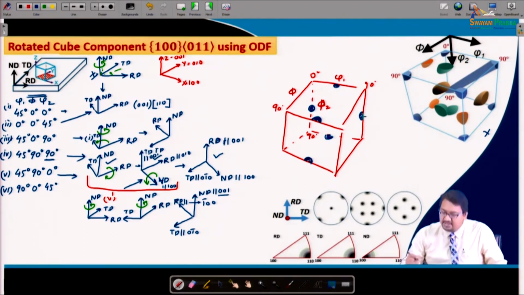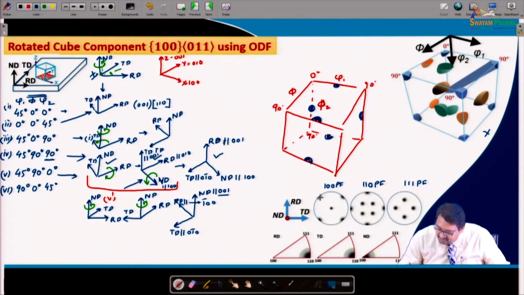So, you can see that the positions of the rotated cube texture component can be observed in the Euler space, and this position can be described in terms of the 100 pole figure, the 110 pole figure and the 111 pole figure. The positions of the rotated cube component can be observed for the 111 poles here, and we have discussed this for the 110 poles here and for the 111 poles here, right.